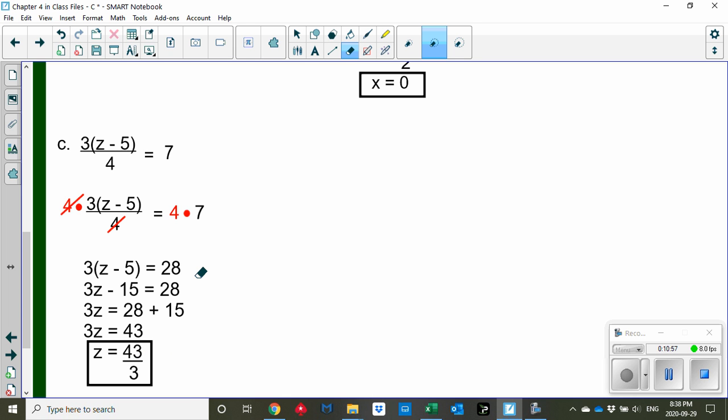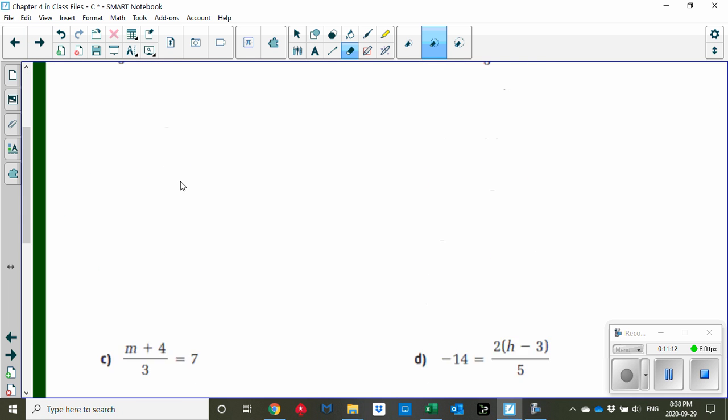Both work. If you wanted to divide it and get 14 and a third, you can do that. But I'm just going to keep it as 43 over 3.